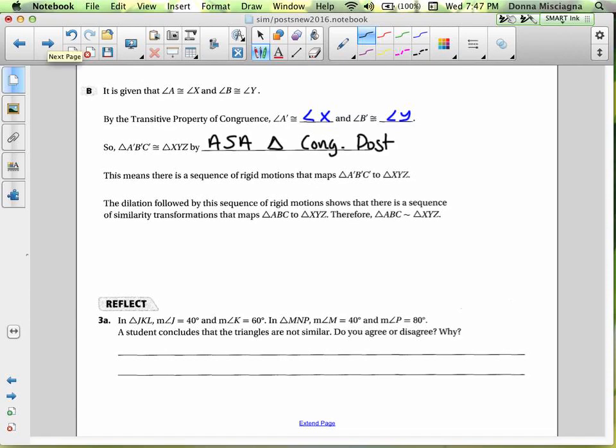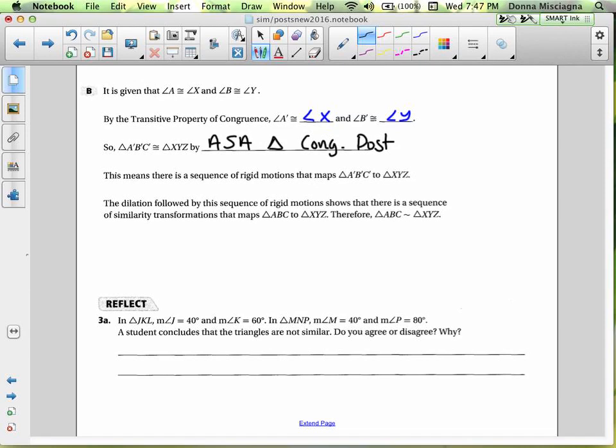So this means that there's a sequence of rigid motions that maps triangle A prime, B prime, C prime to X, Y, Z. And so a dilation followed by a sequence of rigid motions shows that there's a sequence of similarity transformations that maps triangle ABC to triangle XYZ. Therefore, triangle ABC is similar to triangle XYZ. And you can do this on a coordinate plane. So if we dilated a figure and we did some other transformation, we could go backwards and show that when we dilated we had similar figures, and if we dilate and then we do some other transformation, we still have similar figures. And that's really all we showed here in this little proof. Right, so we just used similarity transformations to show our triangles were similar.